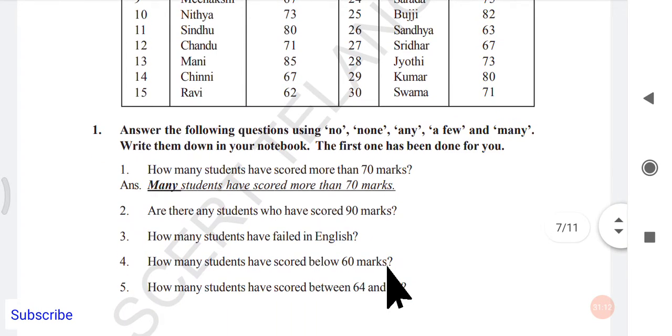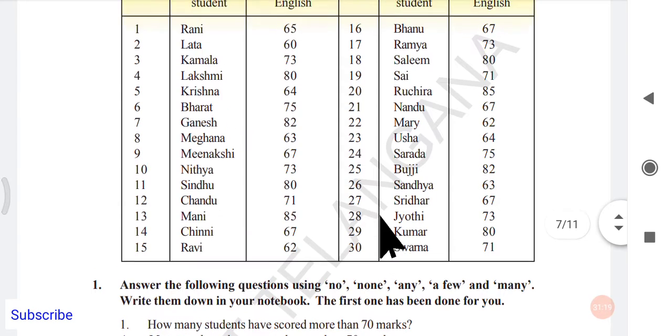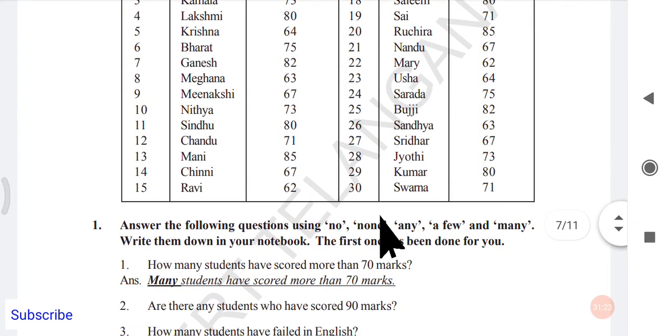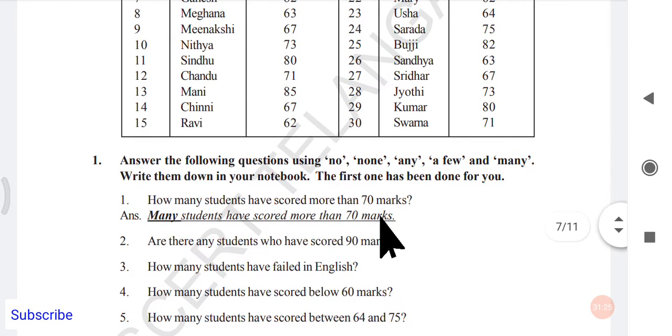Next, second question. Are there any students who have scored 90 marks? Is there anyone there? No. We can say no student or none of the students has scored 90 marks. You can use either of those two sentences.